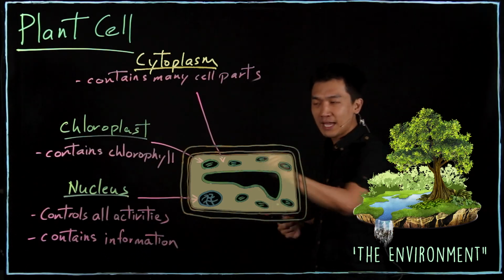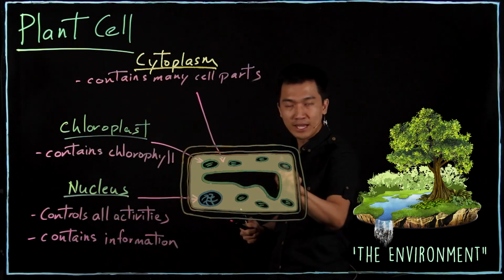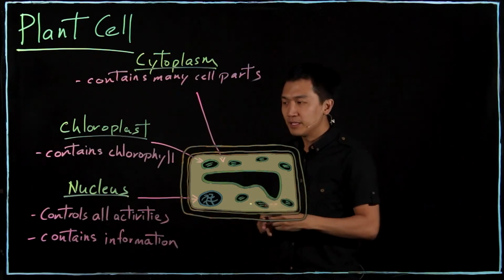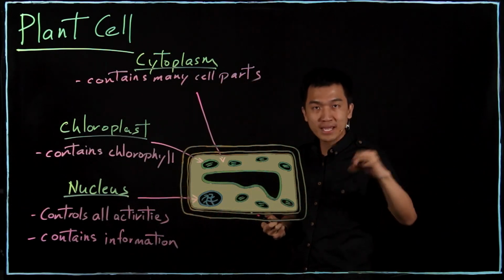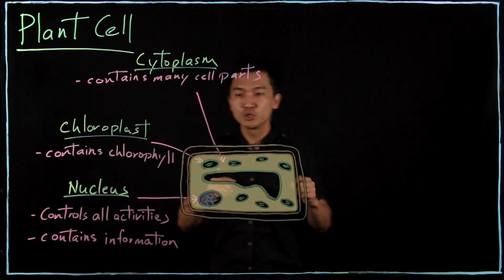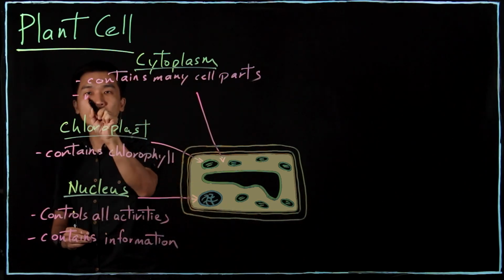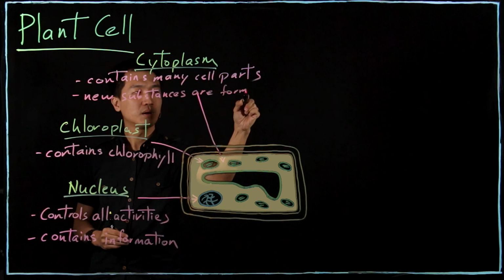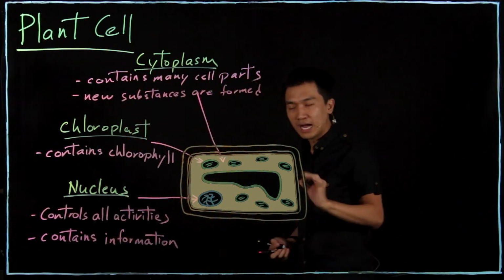In fact, the cytoplasm is the environment in which the cell parts are able to live in. Right? So it has to be inside. If it's outside, they cannot survive. It's an environment that they live in. Now, if the nucleus decides to make new cell parts, it also has to happen inside the cytoplasm. So we can also say that it is where new cell substances are formed.